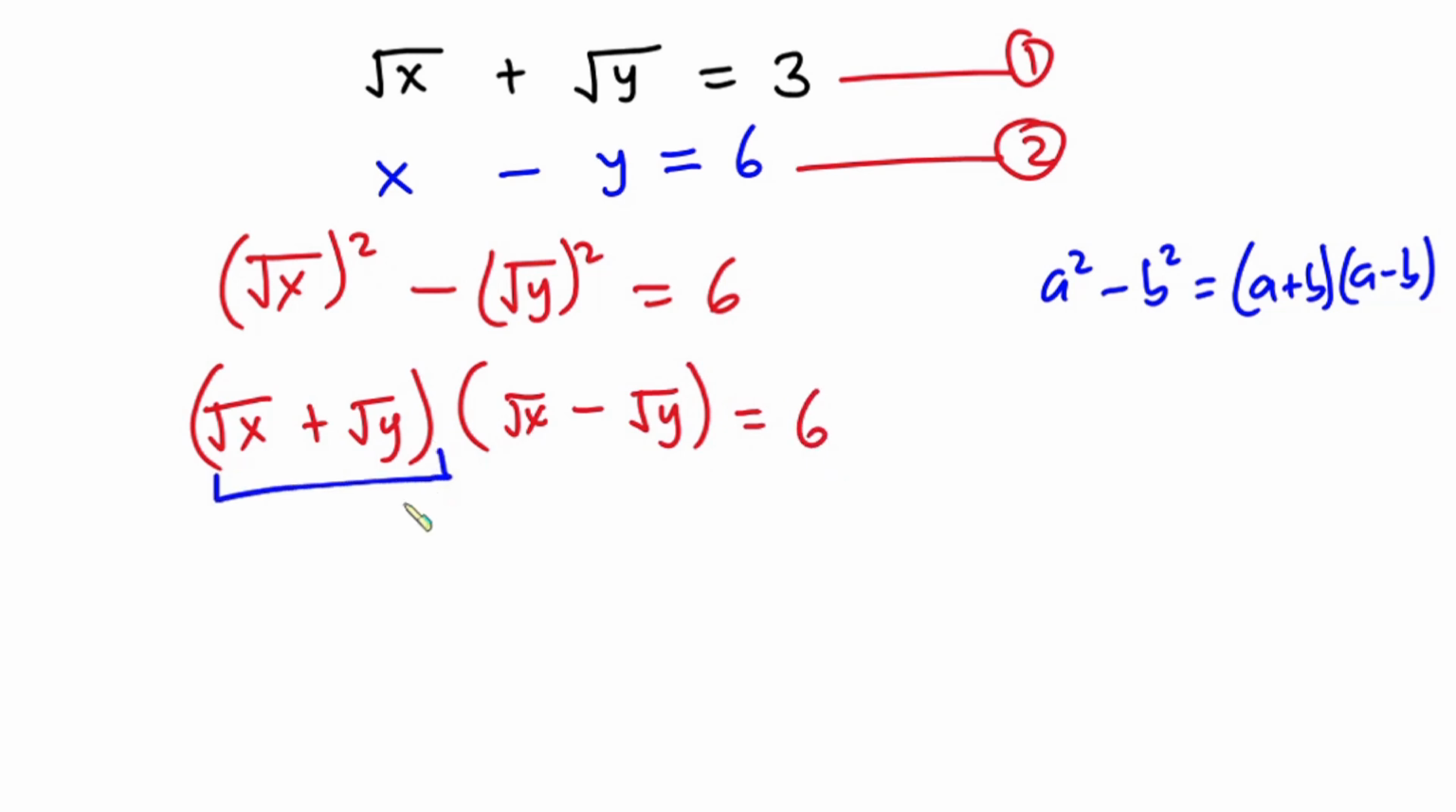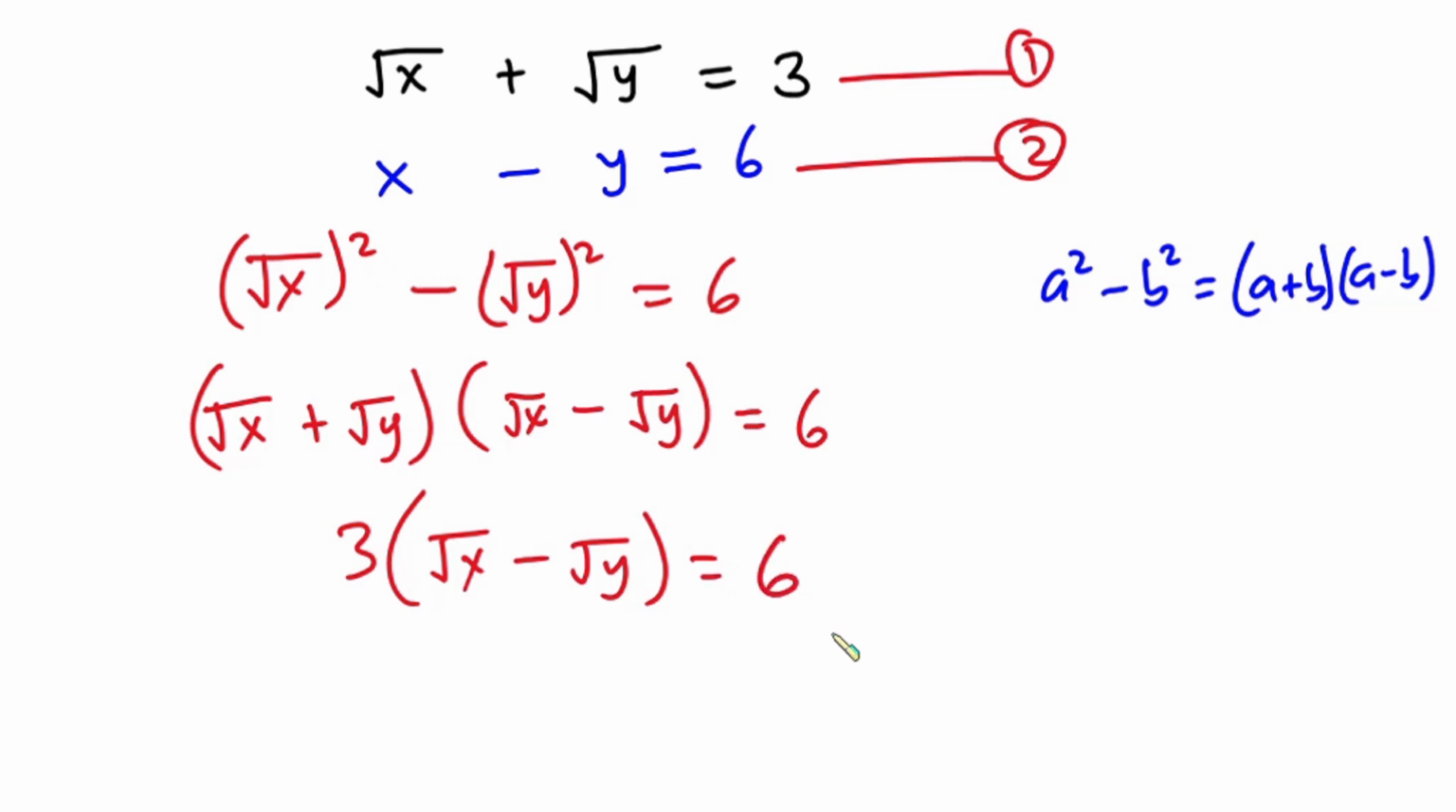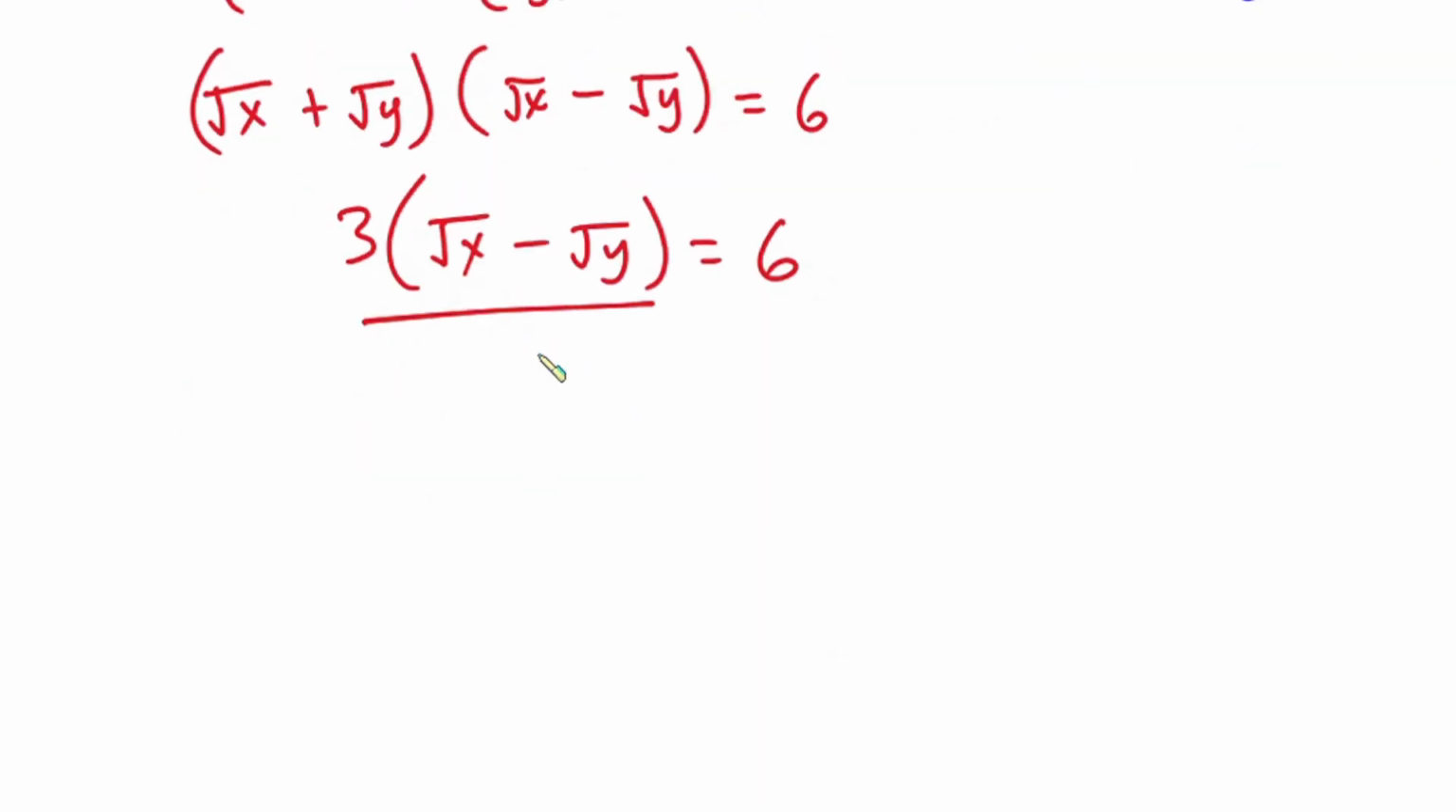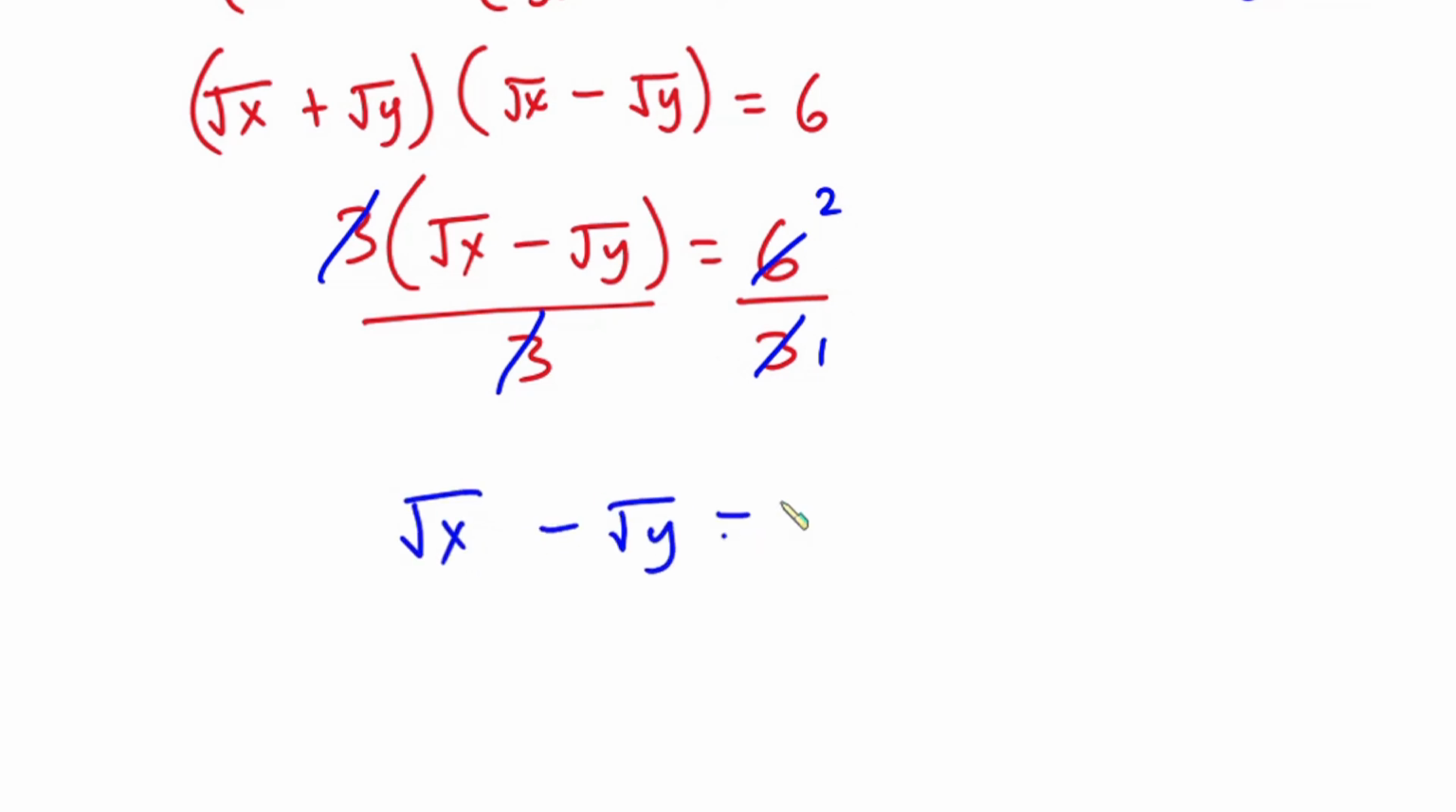Now this whole thing looks familiar, right? From equation 1, you can see we have it over there to be equal to 3. So in place of this whole thing, I'm going to put 3 over there. So we have 3 times square root of x minus square root of y, and this is equal to 6. Now dividing each side of this equation by 3, this 3 will cancel this, then 3 goes into 3 one time and into 6 two times. Okay, so we have square root of x minus square root of y is equal to 2. Alright, then I'll call this equation 3.